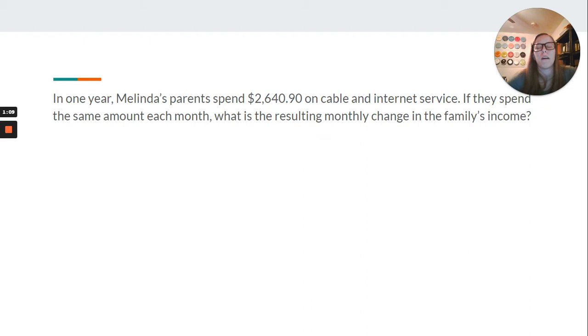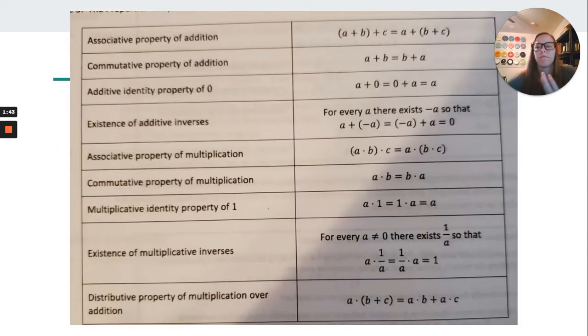So in 1 year, Melinda's parents spend $2,640.90 on cable and internet. If they spend the same amount each month, what is the resulting monthly change in the family's income? Well, there's 12 months in a year, so we take negative $2,640.90, because it's how much they spent, so it's a negative amount. So we're trying to figure out what the difference is. Divided by 12, we get $220.08, and because they're opposite signs, we have a negative answer.